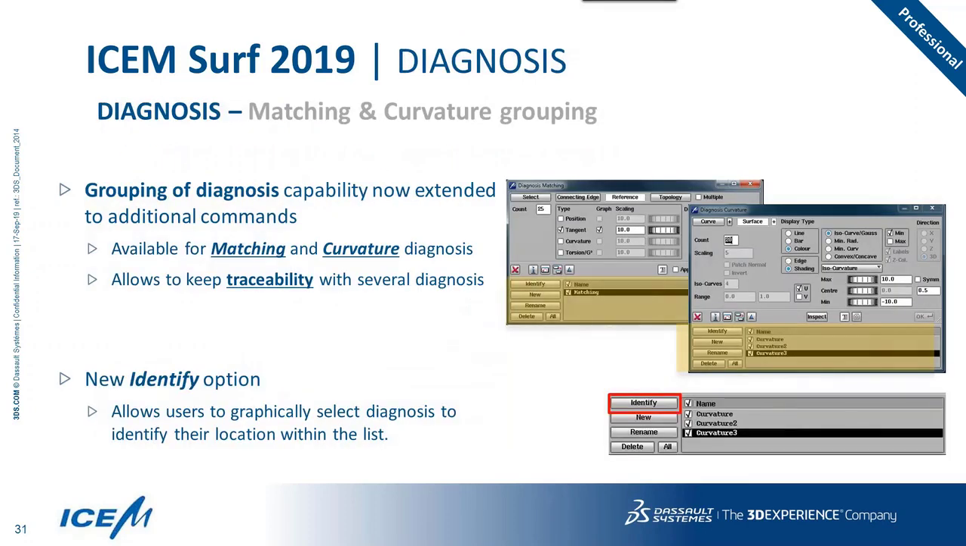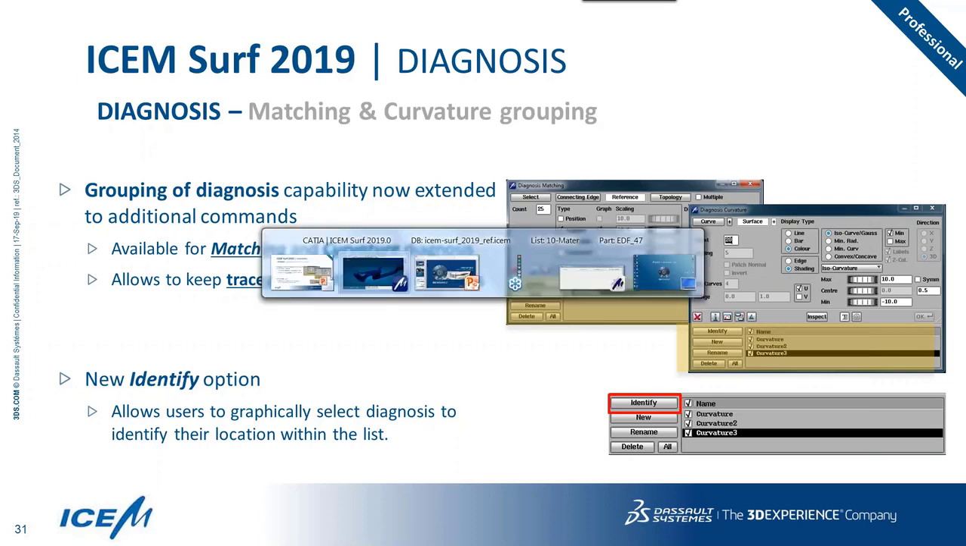Okay, something you've seen coming through ICEM Surf over the last couple of releases is that we've been giving you the ability to name your diagnoses and organize them a little better. For matching and curvature diagnoses, we have allowed you to give them names and save them with the model, and actually save many versions of different analyses. Sometimes you can have lots of different matching ones and curvature ones, and it gets a little messy or confusing. Being able to give them sensible names, organize them in a list, and switch them off and on with the tick boxes is really useful. And again, to make it a little easier, we've added the identify option. What this means is that you can pick the diagnostic graphically off the screen and it will pre-select it in the list. Let me show you how that works.